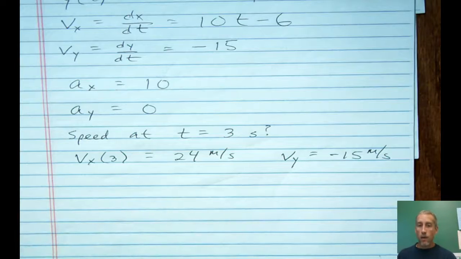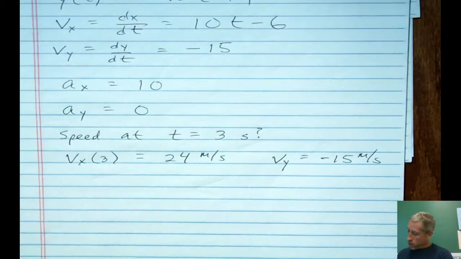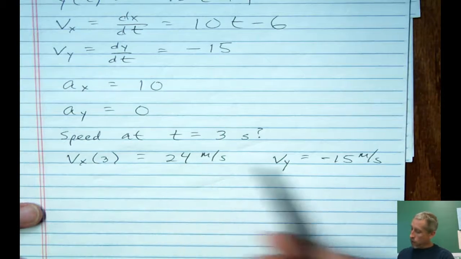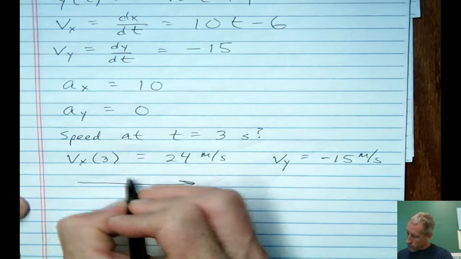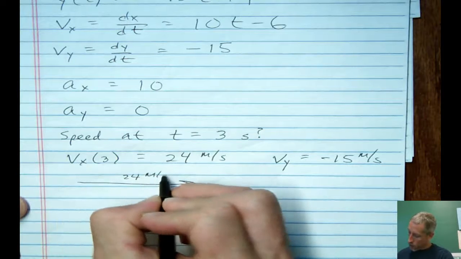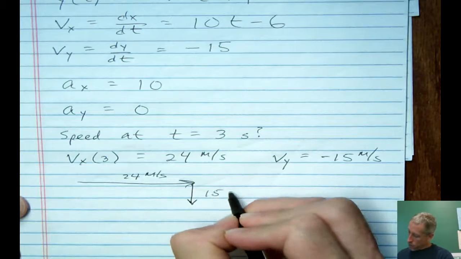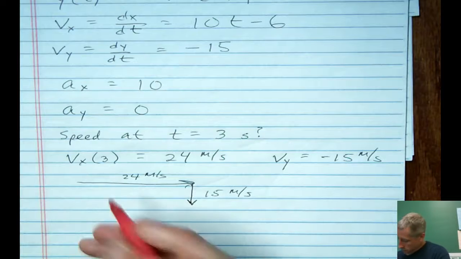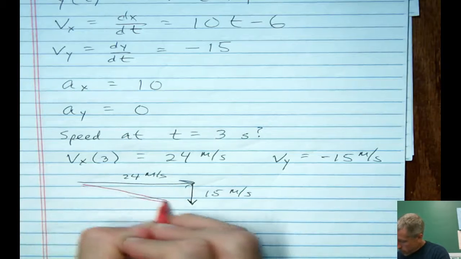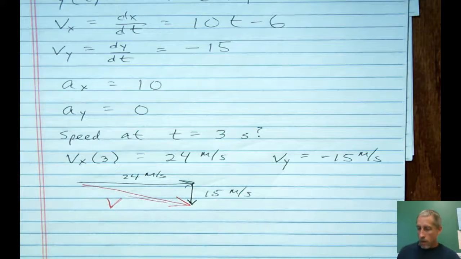And so how would we get the actual speed? Well, with a vector problem like this, I typically draw it. So we have a rightward 24 and a downward 15. And so I would represent something like this, 24 meters per second rightward, while also having 15 meters per second downward. And then let me draw a resultant in a different color. So that is the actual velocity vector.